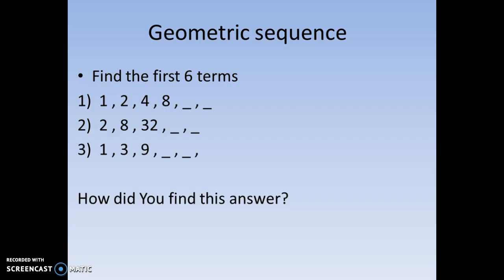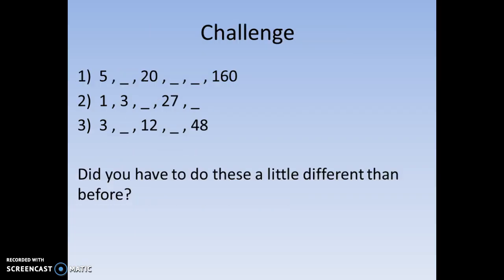Let's try a couple of challenge ones, kind of like we did the first day. So now we have number 1. We don't know the second term. We go straight from 5 to blank to 20 to blank, blank, 160. So for geometric, we call it R, so we know which one we're multiplying by. Remember, for arithmetic, wasn't it D? We add D or subtract D. But for geometric, we call it R.